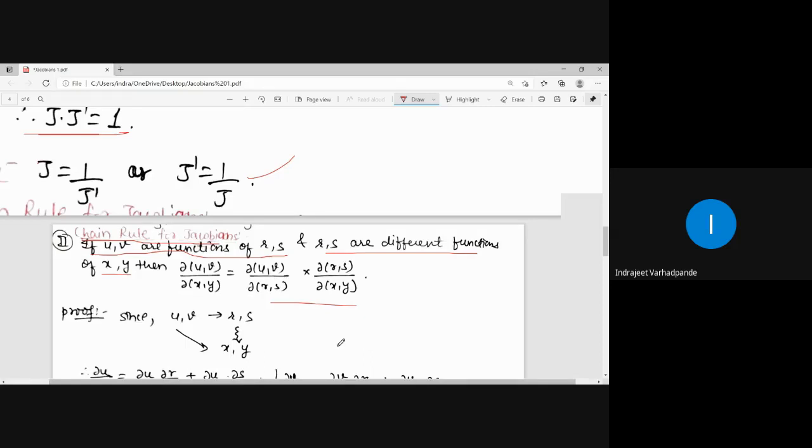This is the chain rule for Jacobian. If u, v are functions of r, s, and r, s are different functions of x, y, then del of u, v upon del of x, y is del of u, v upon del of r, s into del of r, s upon del of x, y. Clear?